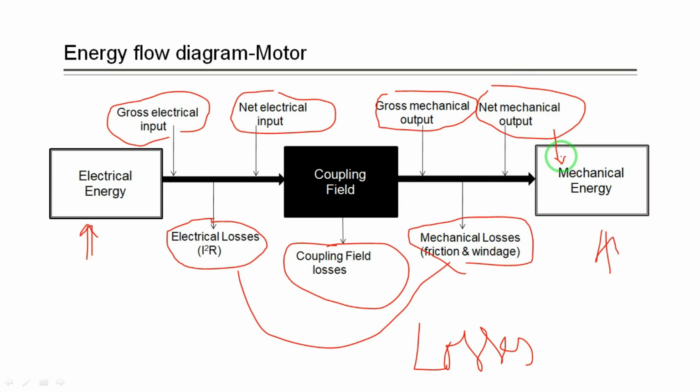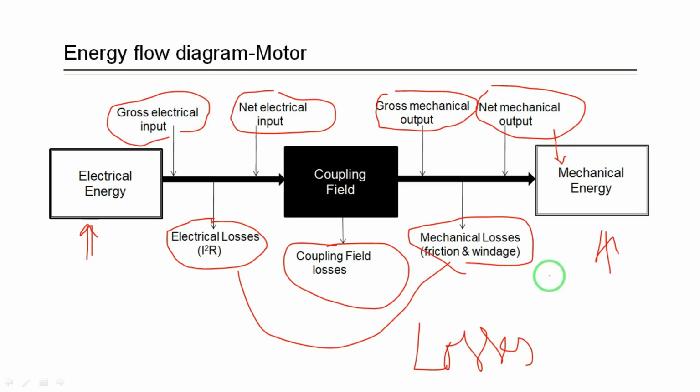It means when we give the electrical energy to the motor, the action takes place like this. The gross electrical input is connected to the coupling field reaction. In between there are some losses: electrical losses, coupling field losses, and mechanical losses. After that, the final output is connected to the mechanical energy, called net mechanical output. This is the energy flow diagram of a motor.